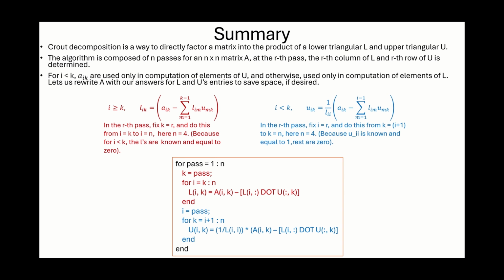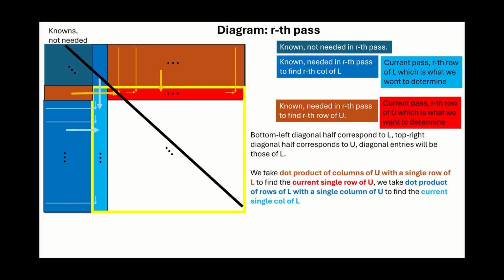To see what this looks like, here's a diagram illustrating the Crout decomposition with rewriting of the matrix A at some intermediate pass of the algorithm, where the colors represent different kinds of entries for the purpose of our algorithm. The arrows represent dot products being taken of row or column vectors.